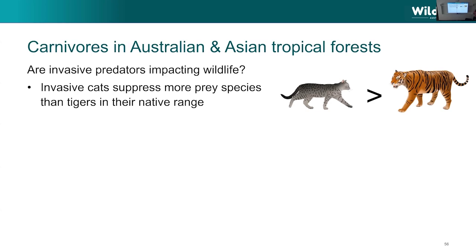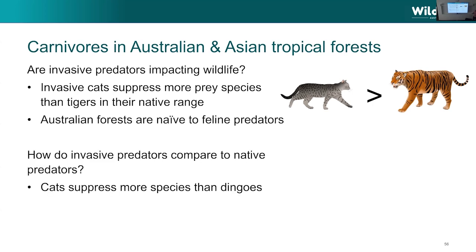So to bring this all together, are these invasive predators impacting wildlife? Well, yeah, invasive cats appear to be suppressing more prey species than tigers do in their native range, which is a pretty interesting statistic. And this really highlights that Australian forests are naive to these feline predators, and maybe these cats could be acting as a super predator in these tropical forests.